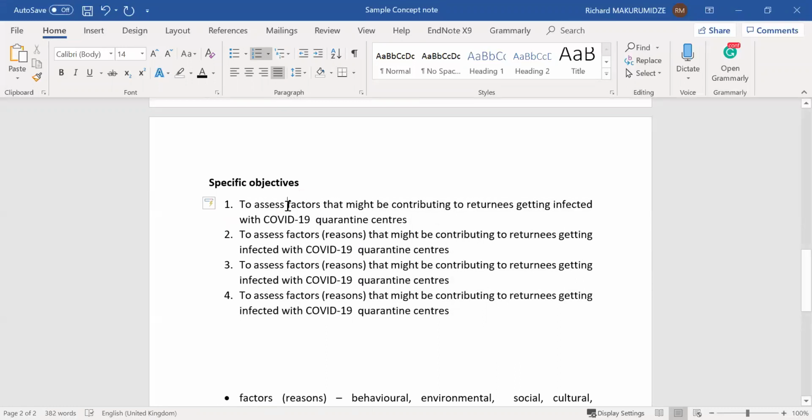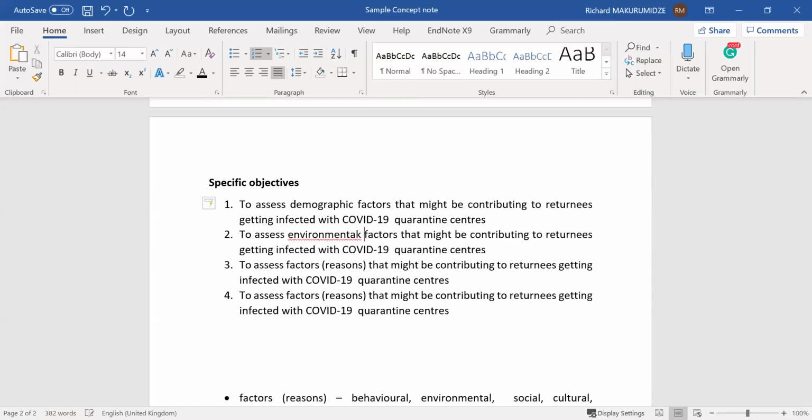You want to assess demographic factors that might be contributing to this. Maybe you want to assess environmental factors that might be contributing to returnees. Then you want to assess social factors that might be contributing to returnees getting infected in quarantine centers. Then you want to assess maybe economic factors.